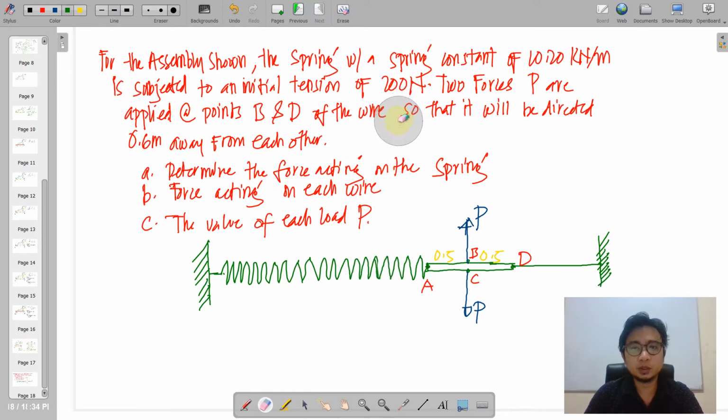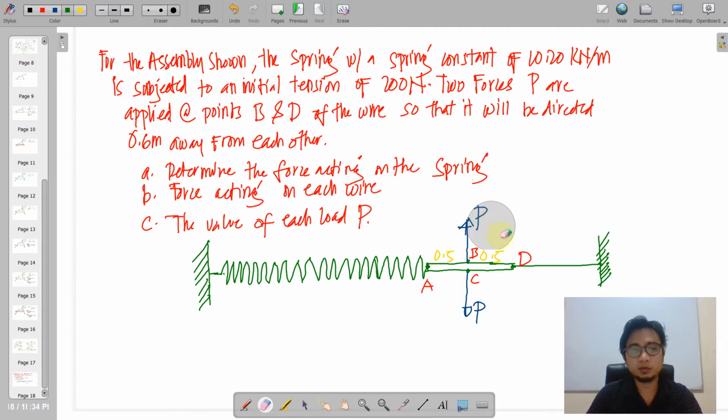So let us note that there is a spring constant that is equivalent to 10.2 kilonewton per meter, and it is subjected to an initial tension of 200 newton. So because of this setup, there is an initial stretch equivalent to 200 newton. So determine the force P that are applied at points B and D so that it will be directed zero point 0.6 meters away from each other.